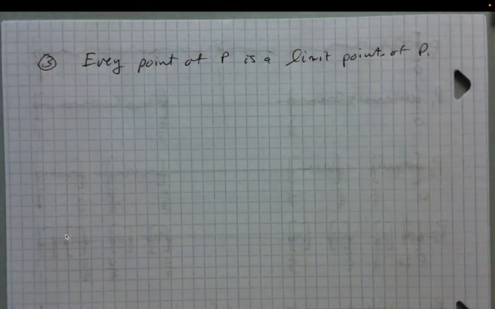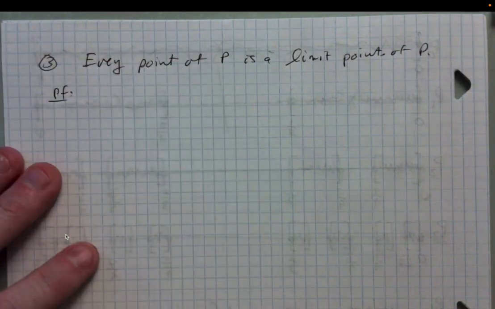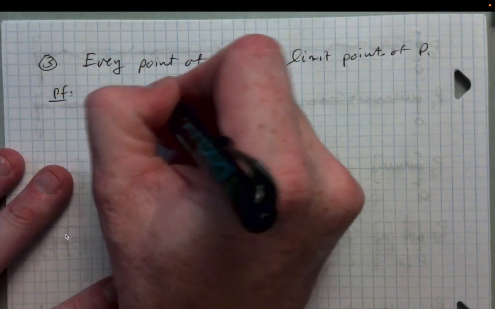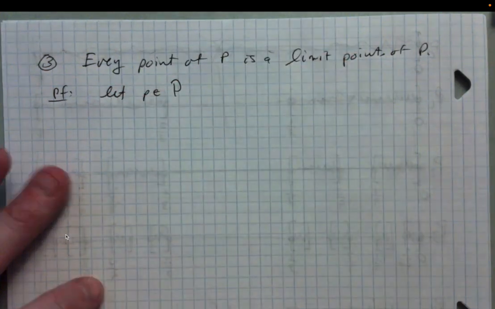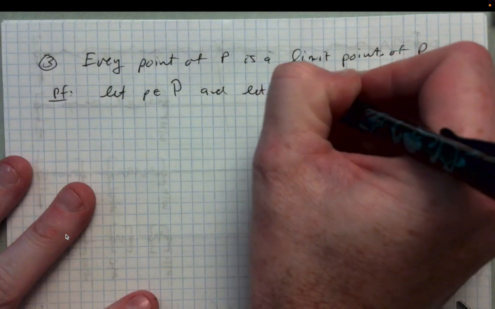That's maybe not totally obvious. This one's really simple to prove, actually, so let's prove this. We're going to start by letting P be an arbitrary point inside the Cantor set, and let epsilon greater than 0 be given.